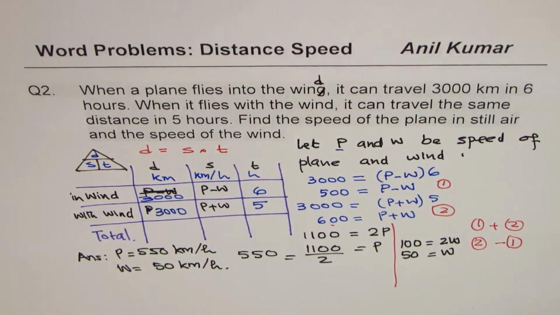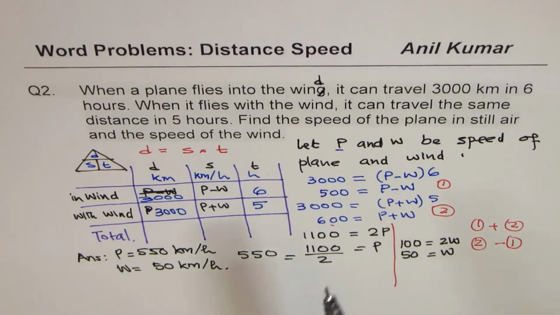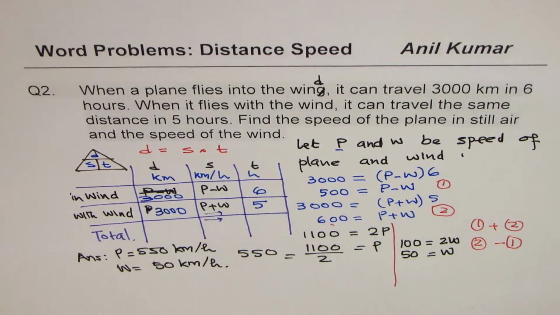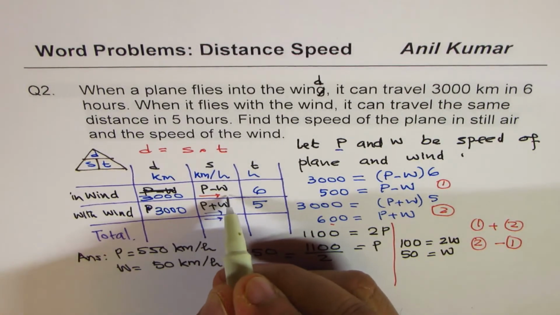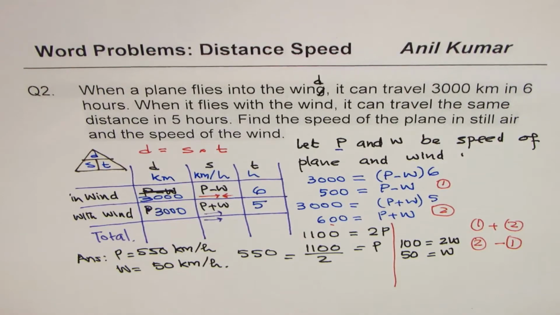So we found two equations based on the two given conditions. One with the wind, one against the wind, right? Whenever you go with the wind, same direction, correct? Both are in the same direction, you add them up. In this case, it is against, so we had to subtract. Does it make sense to you?